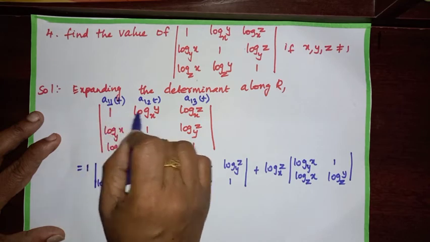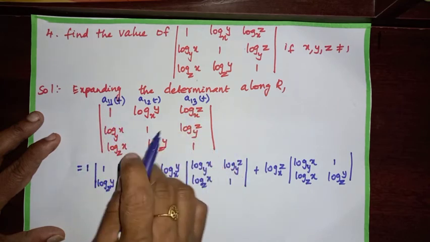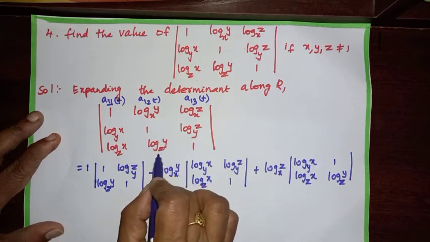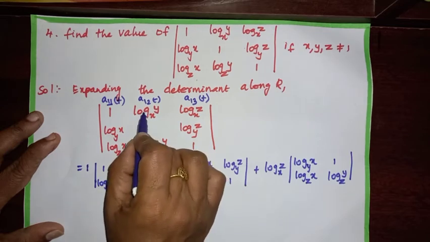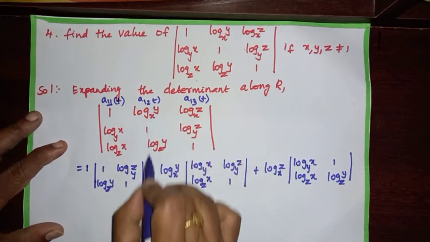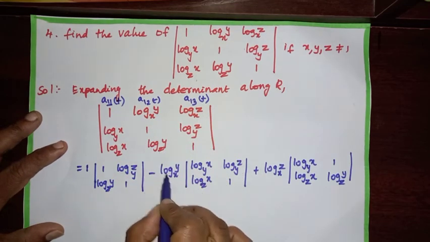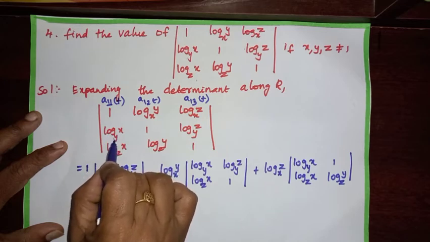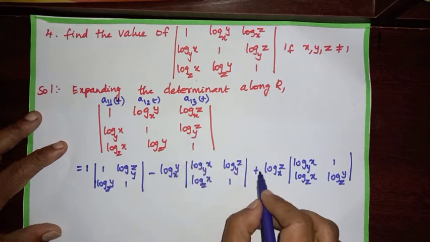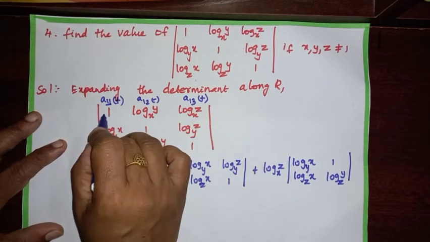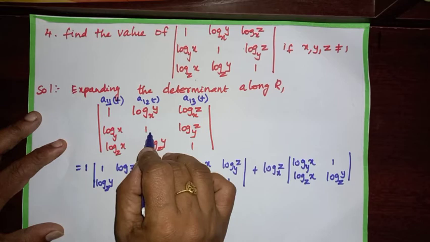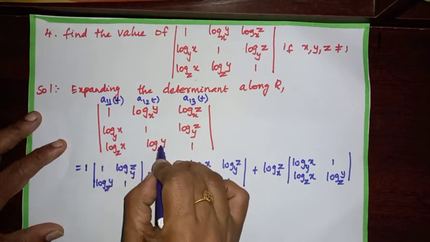Now it stands in A11. That means you have to delete the first row and the first column. Then we have a 2 cross 2 matrix: 1, log z with base y, log y with base z, 1. And A12. That means you have to delete the first row and the second column. So we will get a negative sign, log y with base x. Then we have a 2 cross 2 matrix: log x with base y, log z with base y, log x with base z, 1. Then A13. So delete the first row and the third column. Then we have a 2 cross 2 matrix: log x with base y, 1, log x with base z, log y with base z.